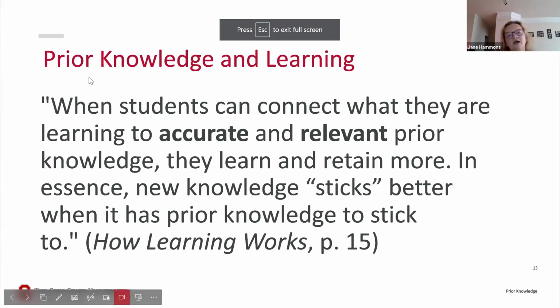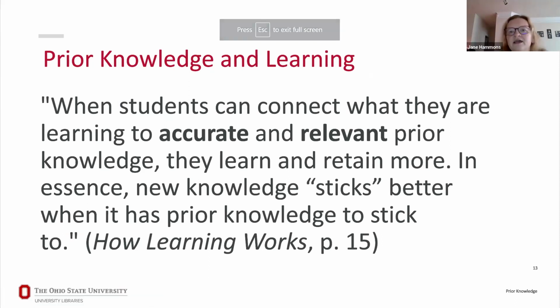Absolutely. So, as you folks are getting at, right, when students can connect what they are learning to what they already know, if what they already know is accurate, if what they already know is relevant, if they can connect what they're learning to something that they already know, the new knowledge is going to stick better, right? Things connect better if it has something to connect to, right? So the more things that we can help them connect what we're trying to teach to, that's going to give them a better opportunity to learn and to remember what we are trying to teach them.